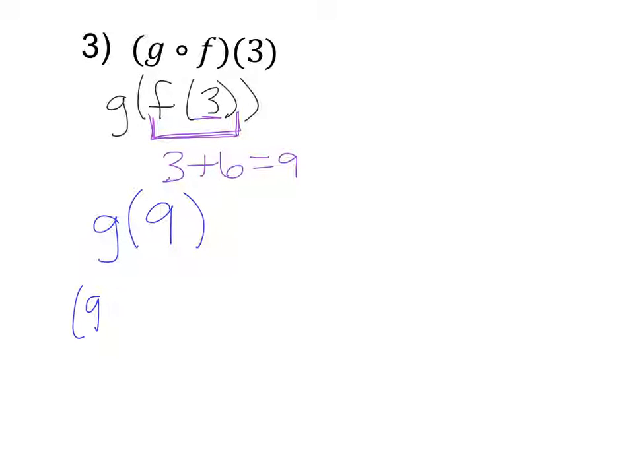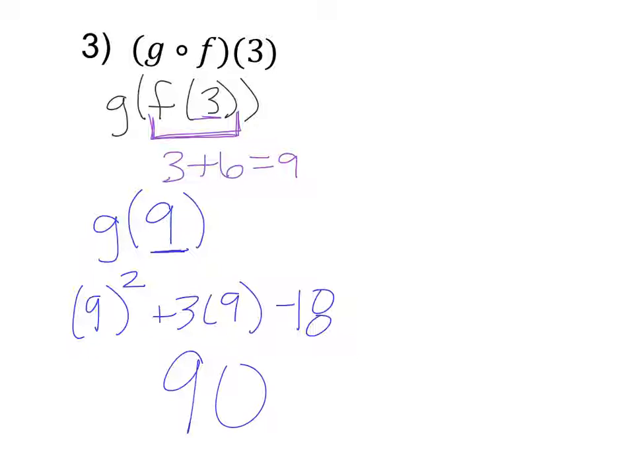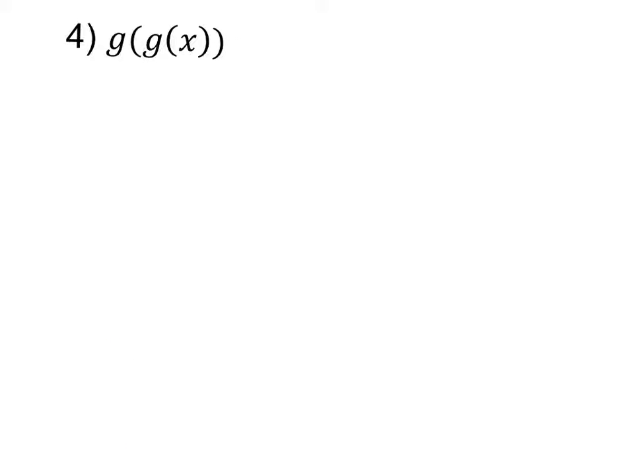So I do the same thing here. Plug it into my function of g. My function of g was x squared, I'm replacing 9 for my x, plus 3 times x. So there's 2 x's. I replace that 9 in both locations. Subtract 18. And if I put this whole shebang into my calculator, I'll get 90 out. Again, if you start with a number, you should end with a number. So that right there is my final answer.